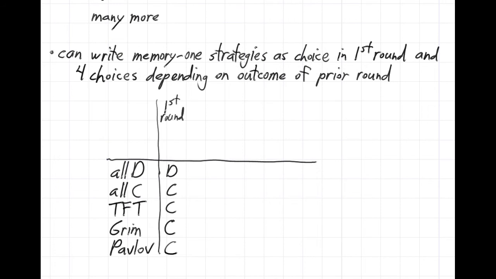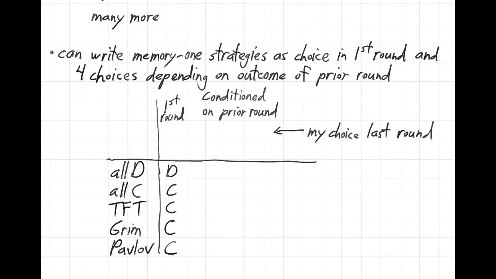And the next thing we need to write down is the response conditioned on the prior round. So let's write it like this. What we'll put here is my choice last round, and here we'll put what your choice was in the last round. And what can those be? It could be that we both cooperated in the last round, or maybe I cooperated and you defected, or maybe I defected and you cooperated, or we both defected. And now I just need to write down what the choice would be in each of these strategies, given these pairs of choices being played in the last round.